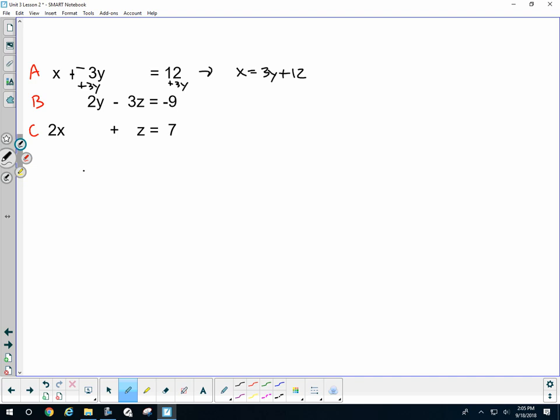Okay, now that I have x solved for, what do we usually do once we have a variable solved for? Plug it in, right? So where would I plug this in? Can I plug this into B? No, there's no x in B. So this is the way it's set up. I can only plug A into C. So let's go ahead and plug A into C. And let's see what happens.